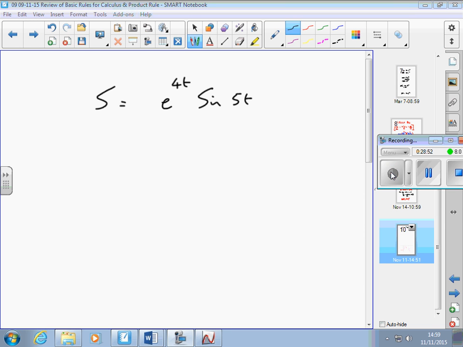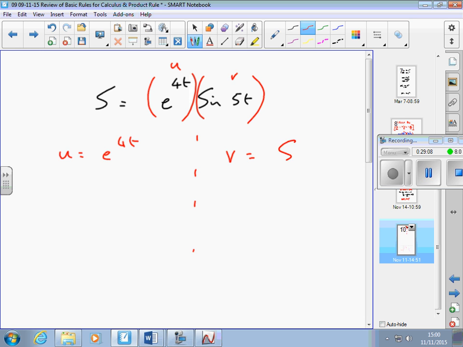So I'm going to let u equal this bit and v equal this bit, two separate functions. I'm going to write down u equals e to the 4t, and v equals sine 5t. This is the way we do it. Separate out your two functions. Then I'm going to differentiate them both. So I want to know what is the differential of u with respect to t, and what is the differential of v with respect to t. That's when I get my table.